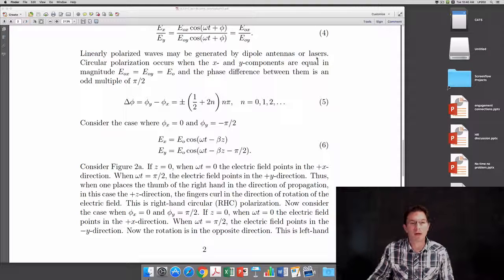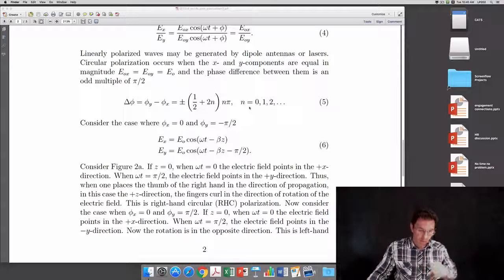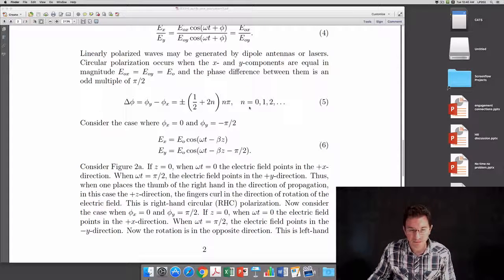linearly polarized waves. Now, circular polarization occurs when the x and y components have the same magnitude, so those constants are the same, and the phase difference between them is an odd multiple of pi over 2. We express that in this way. We say delta phi, which is the phase of y minus the phase of x, is equal to plus or minus pi over 2 plus 2n pi, where again n is an integer.